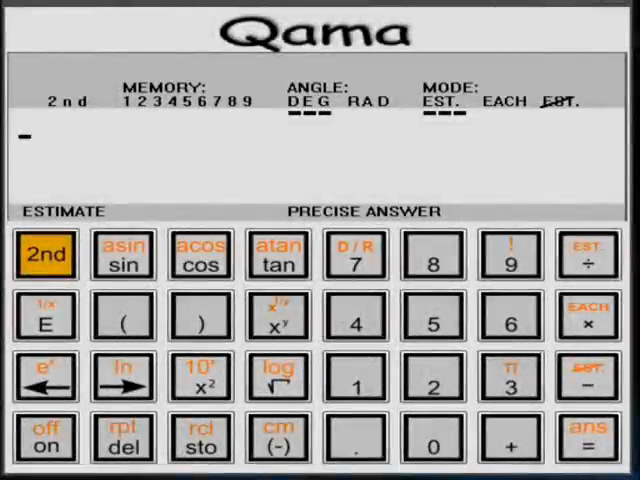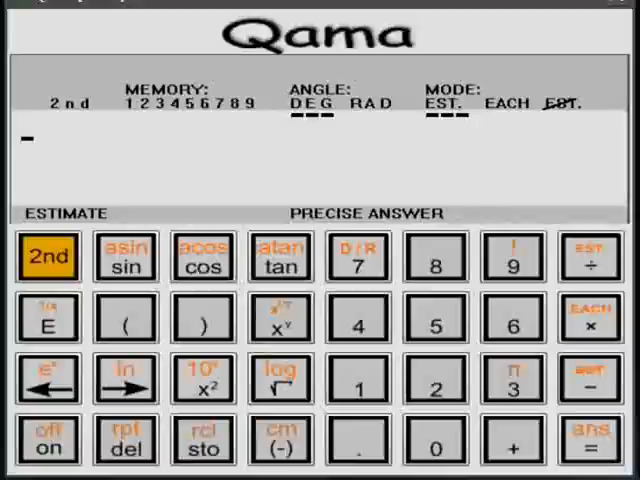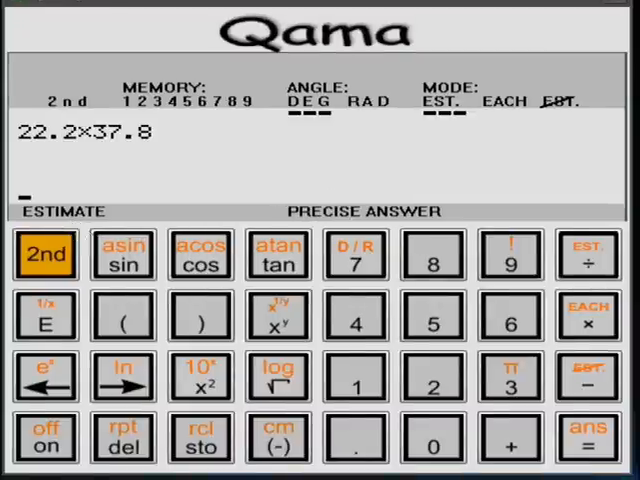Welcome to Qama, the calculator that thinks only if you think too. Please use the calculator's buttons only and not the computer's keyboard. Enter a calculation ending with equal. No result, as you see. There will be one, but only after you enter a reasonable mental estimate.